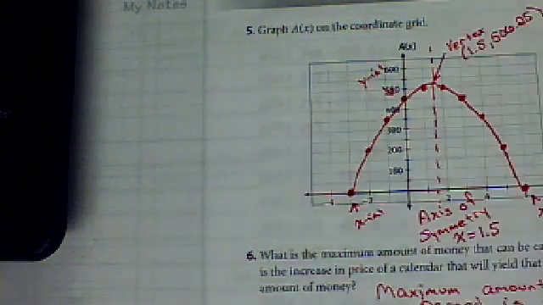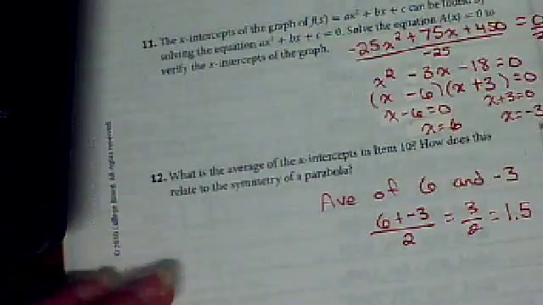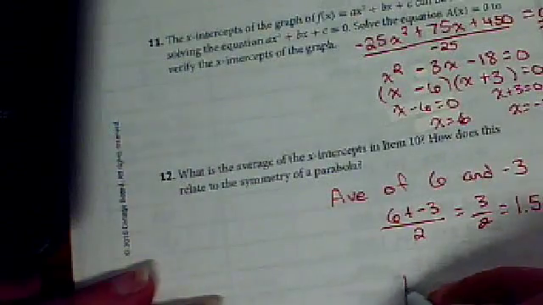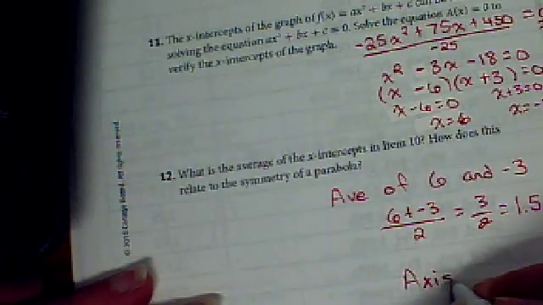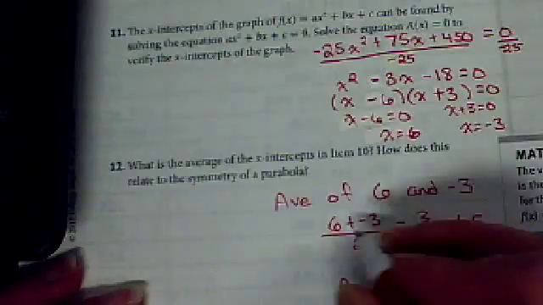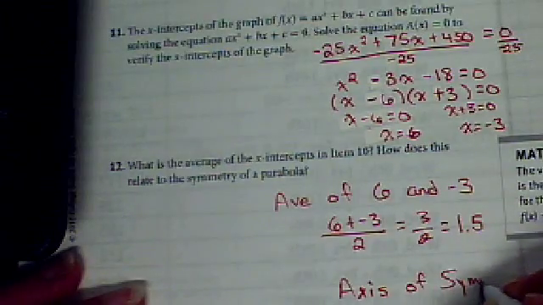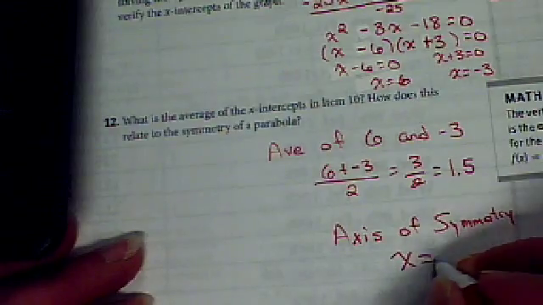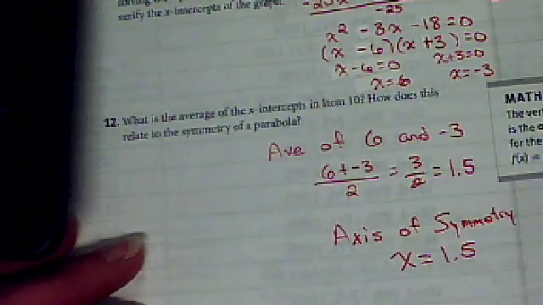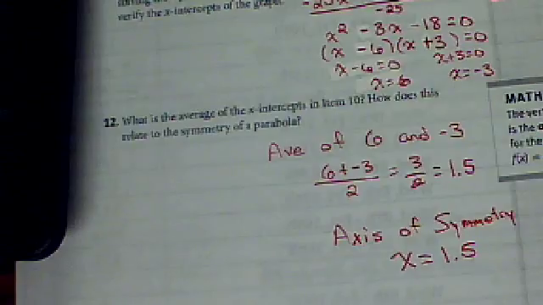Remember, x equals means we have a vertical line. So the axis of symmetry is halfway between our x-intercepts. It also goes straight through our vertex. It is x equals 1.5. So there are two ways to find that.